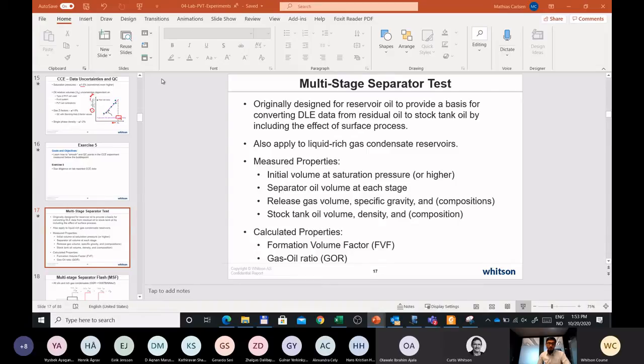The calculated properties from these measurements are the formation volume factor. So the formation volume factor is the oil volume at the given pressure divided by the stock tank oil volume, the surface oil volume. And then you have the GOR, of which we will see there are actually two kinds that can be reported, and we will see what those two definitions of the GOR are that are usually reported in a separator test.